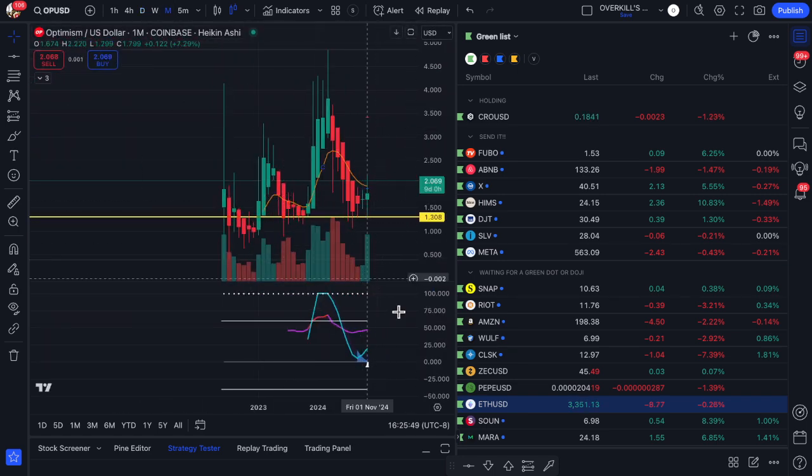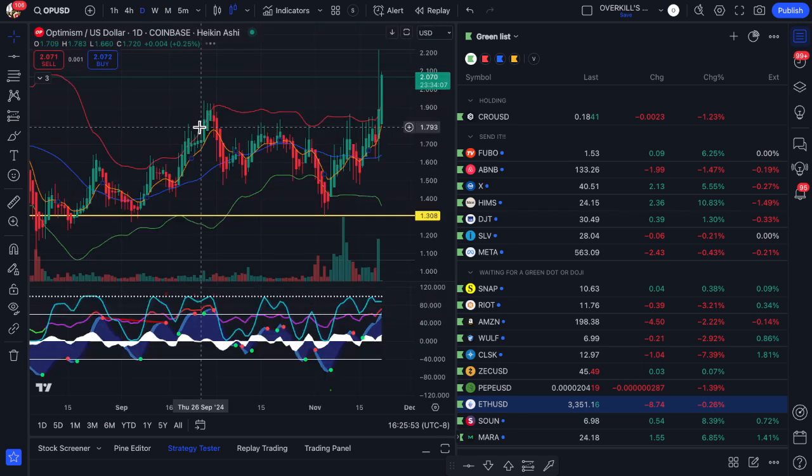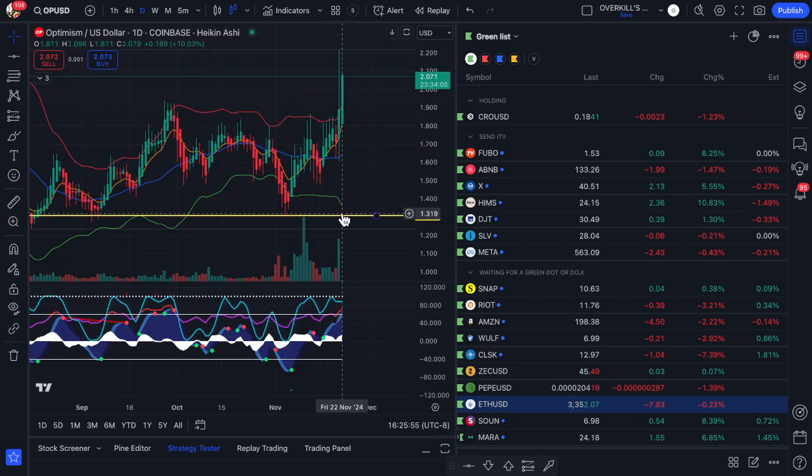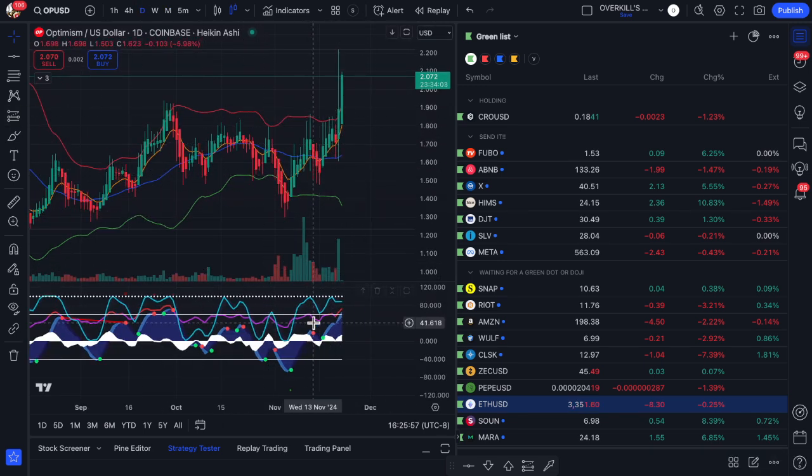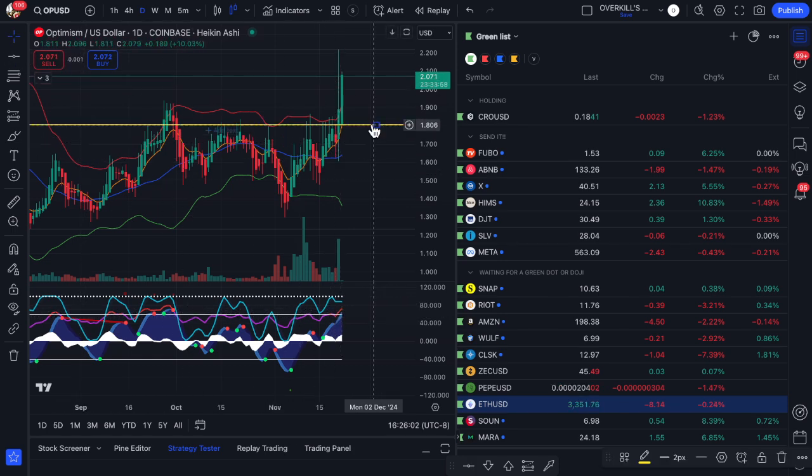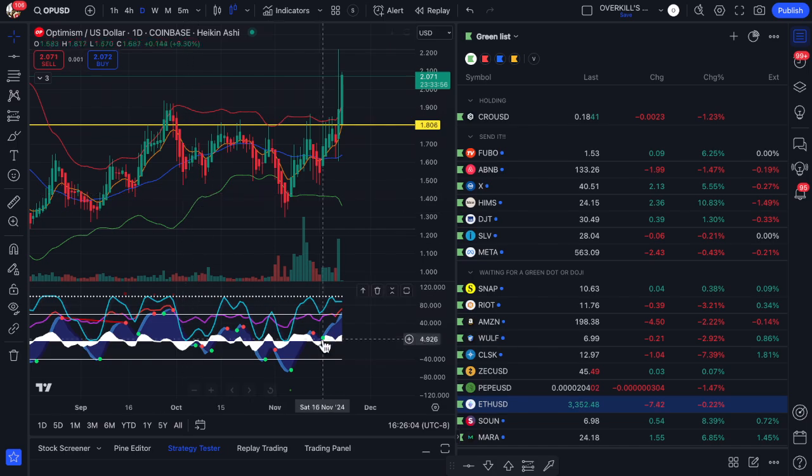Okay, we got a monthly green candle here on OP. This is Optimism, another name on the Ethereum chain. So I think these Ethereum names are actually going to start going here. You can see the daily's getting a little overextended though. So protect your gains. Use that stop loss at about $1.80 on that.